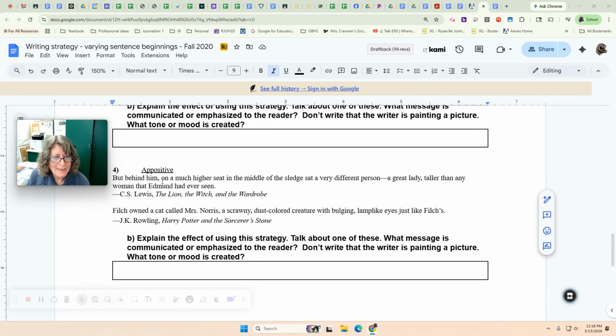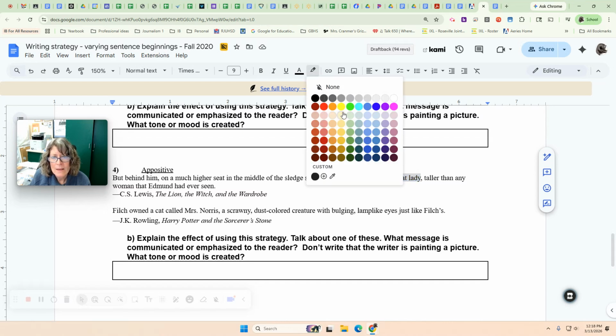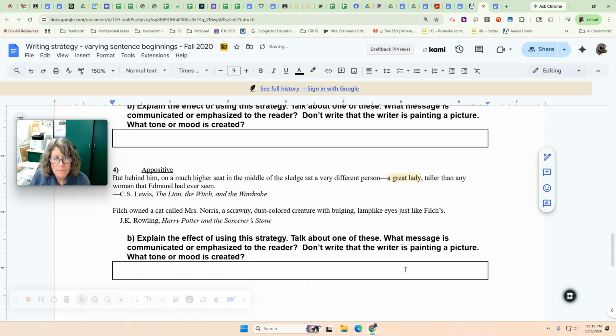So this first part, but behind him, I know that that's a short phrase, but there's no noun next to it, so that's not describing a person that's right next to it. So it says, on a much higher seat in the middle of the sledge sat a very different person. And then right next to that is a phrase describing the person, the great lady. So that's our appositive, right? Now, next to it, it says taller than any woman that Edmund had ever seen. If you wanted to include that too, you could, because that's also describing the different person who is taller than any woman that Edmund had ever seen. But the essential part is right here, a great lady.